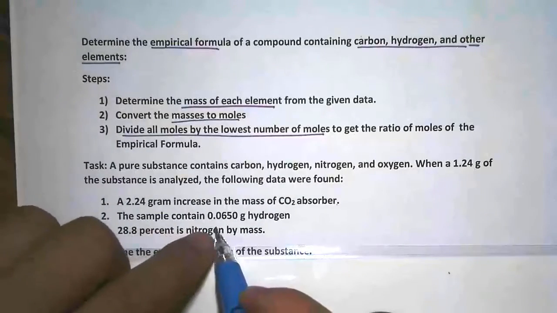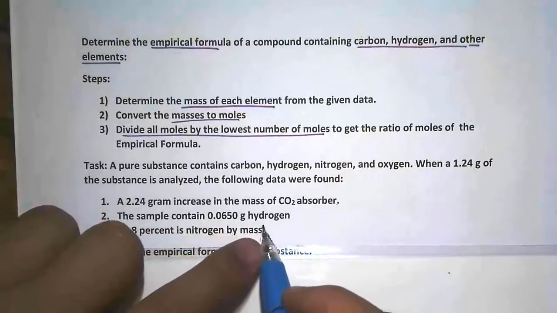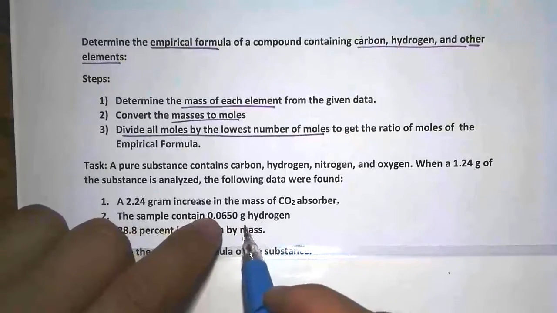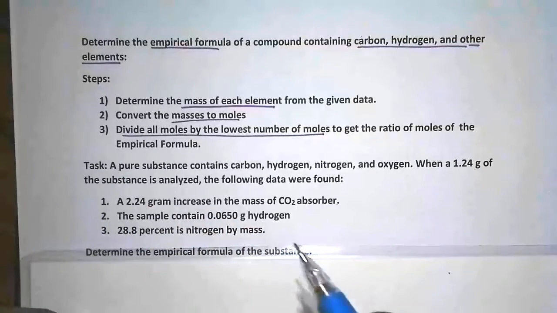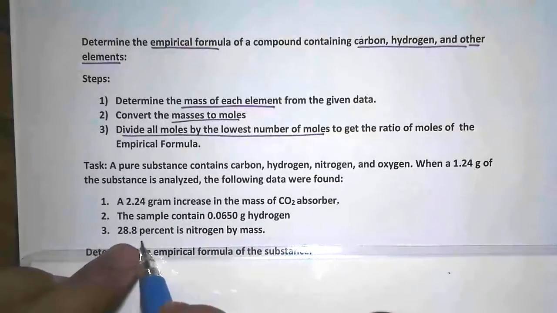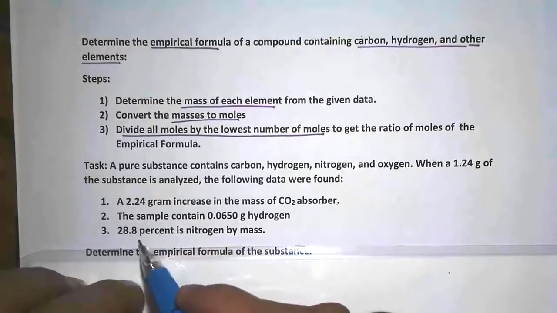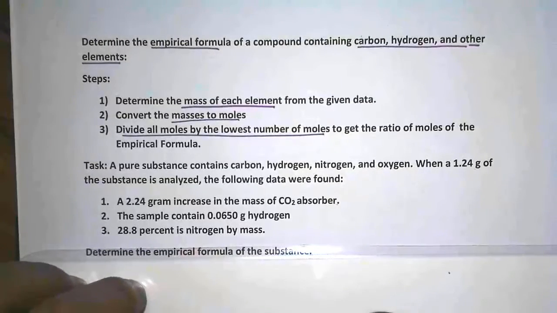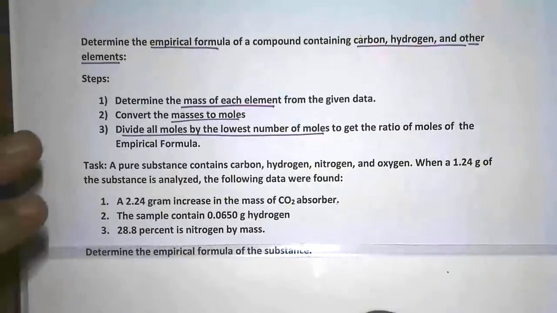Then we also find that the sample contains 0.0650 grams of hydrogen. Notice it's not given to us in water, so this makes our life a lot easier. Then we have 28.8% nitrogen by mass. And of course, if we have a percentage, we can always find the mass by taking the percentage times the total. So let's look at the problem.